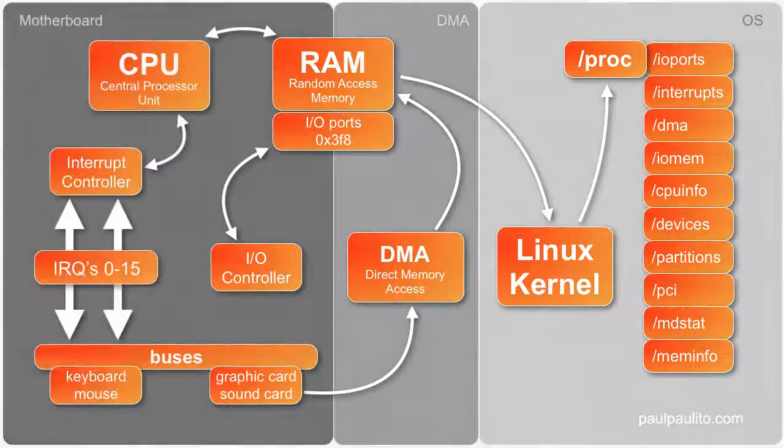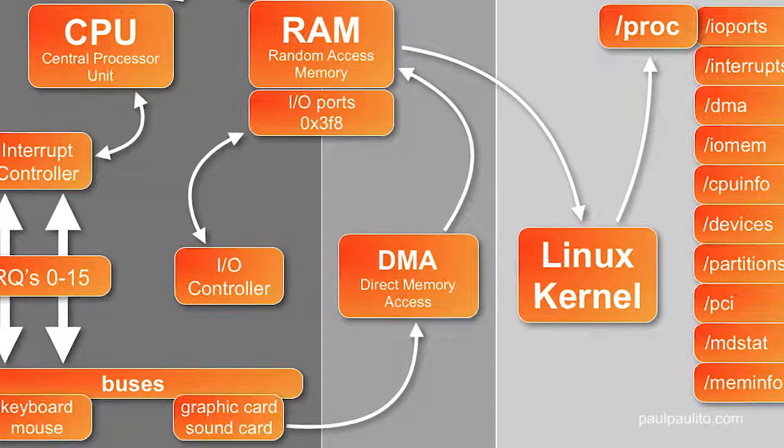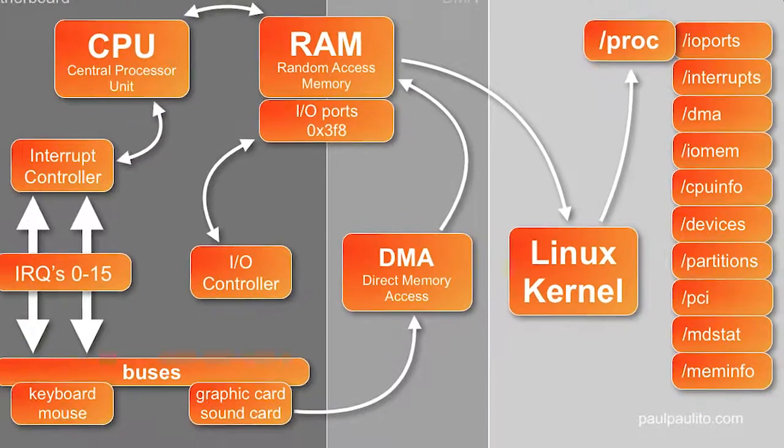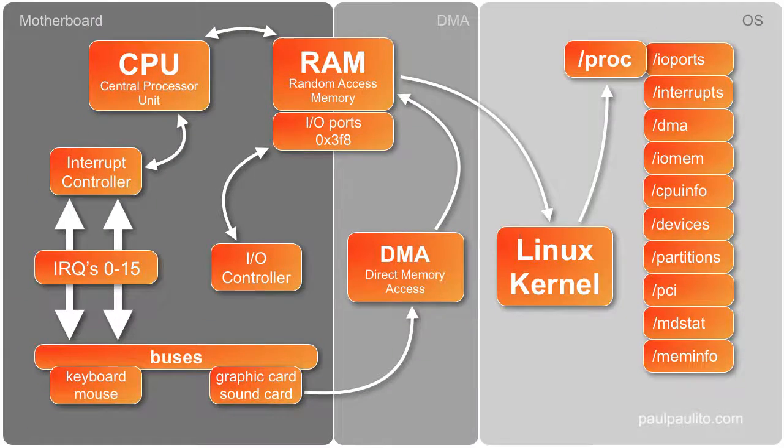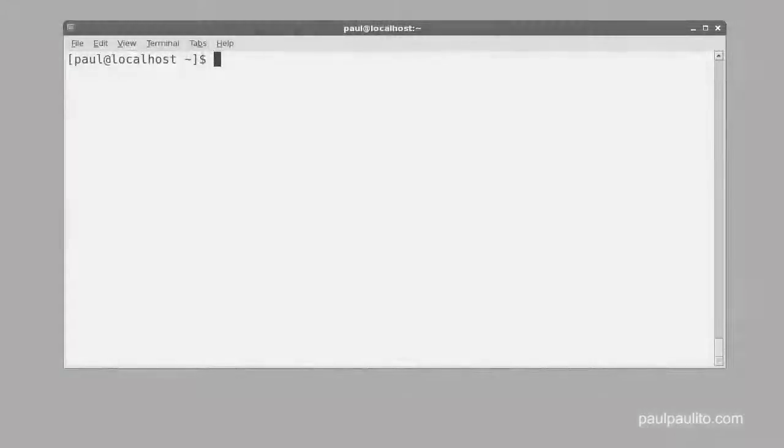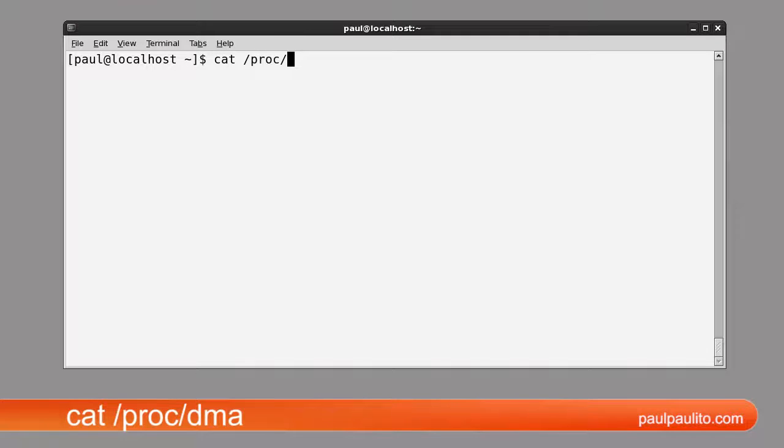DMA. Direct memory addressing, or DMA, is an alternative to the I/O port method of communication that allows a device to transfer data directly without involving the CPU. This improves system performance as the strain on the CPU or I/O ports is lowered. You will find information about all the DMA channels currently in use from within the /proc directory by using the command cat /proc/dma.